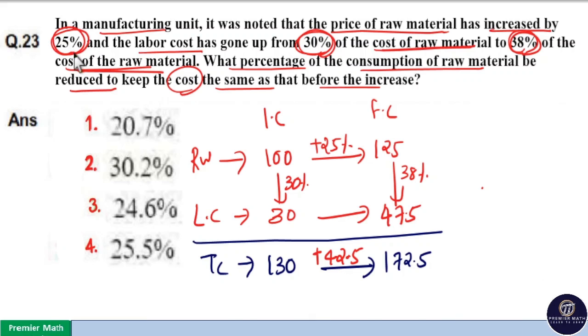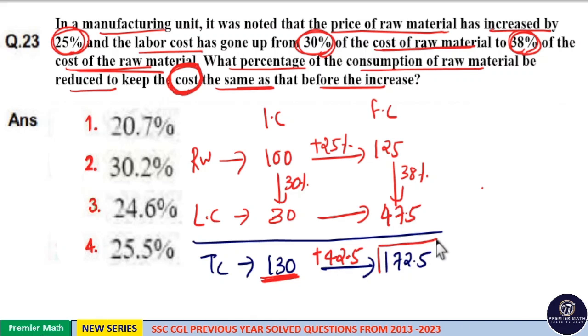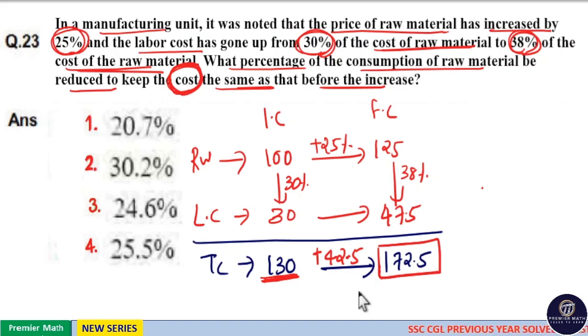Now here the question clearly says that we have to keep the cost the same as that before the increase. Before the increase, the cost was 130 rupees. So we need to keep this 130 rupees. In order to keep this 130 rupees, we have to subtract 42.5 from this final cost 172.5.